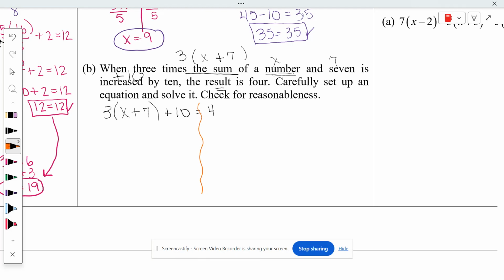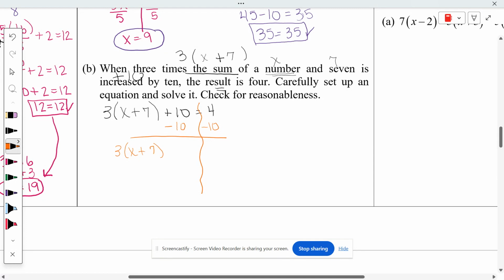So the first thing that I'm going to do is get rid of the 10. The opposite of a plus 10 is a minus 10. That leaves me with 3 times the quantity of x plus 7 equals -6. This is 3 times the quantity. What's the undo of multiply? Divide. So I can divide both sides by 3 and get rid of that number outside of the parenthesis. That leaves me with x plus 7 equals -6 divided by 3, which is in fact -2.